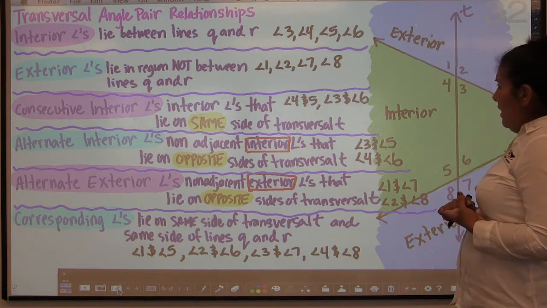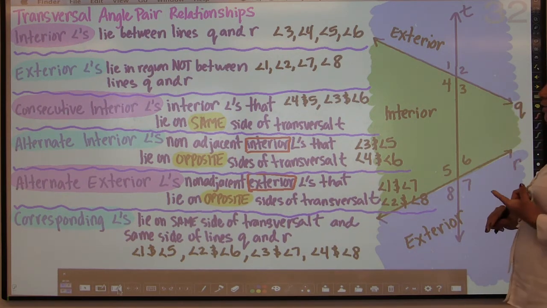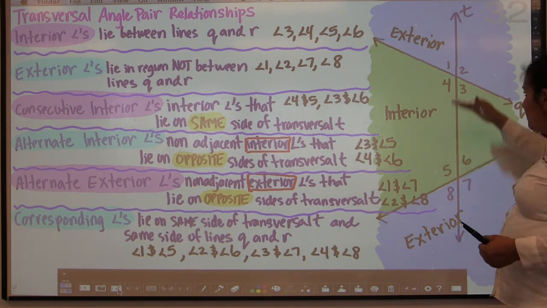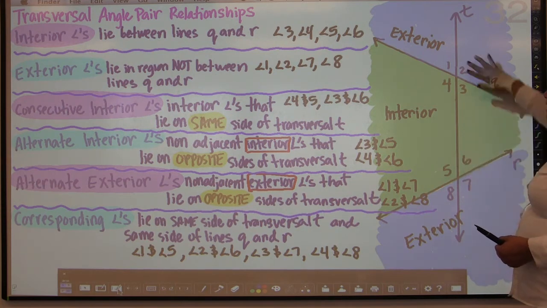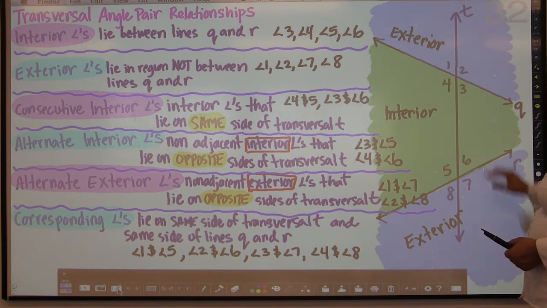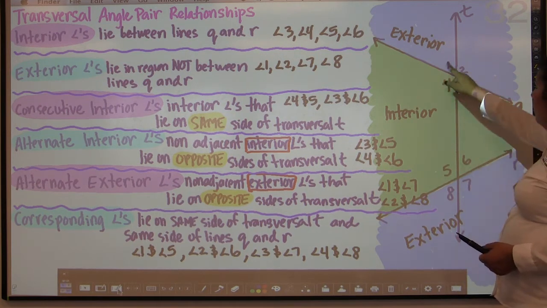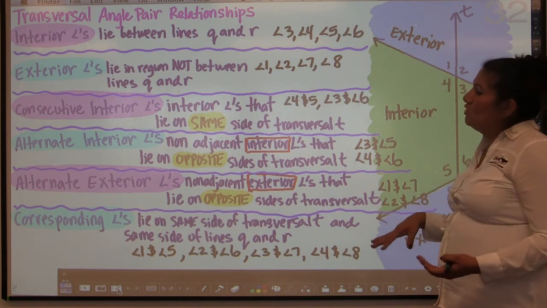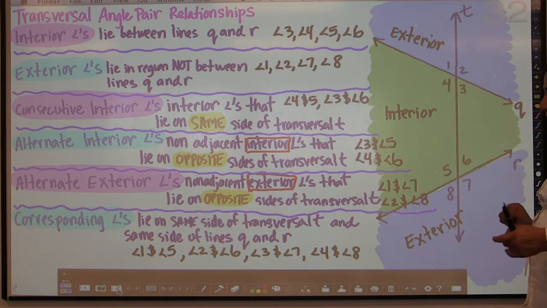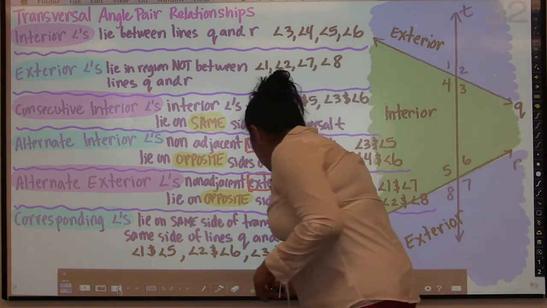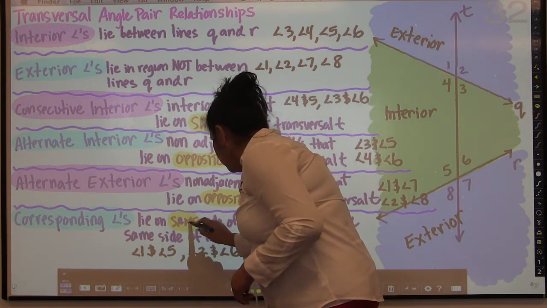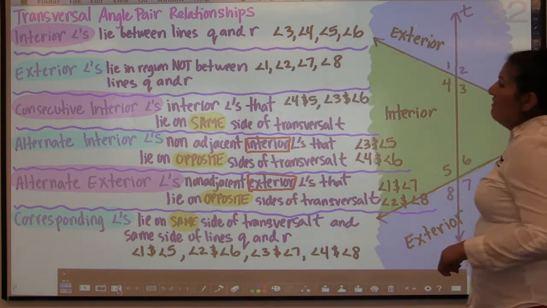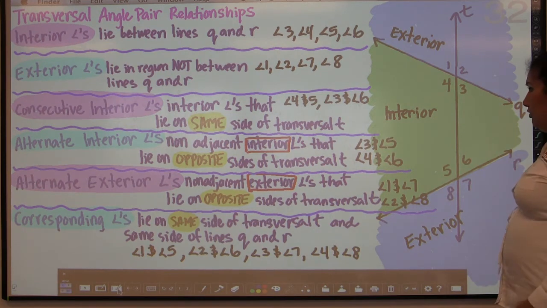Next up is exterior angles, and exterior angles are angles that lie outside or not in between lines Q and R. So that's the blue region. And again, we have angles 1 and 2 and 7 and 8 that are exterior angles. Okay, that's pretty basic. And then we get to the ones that are more complicated, if you will. So the first up is consecutive interior angles.